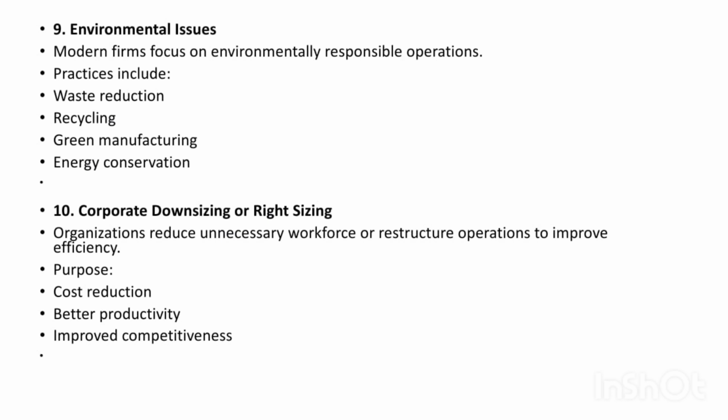The next one is corporate downsizing or right sizing. Organizations reduce unnecessary workforce or restructure operations to improve efficiency. The main purpose is cost reduction, better productivity, and improved competitiveness. And the link is that overstaffing is a waste. So right sizing is lean.